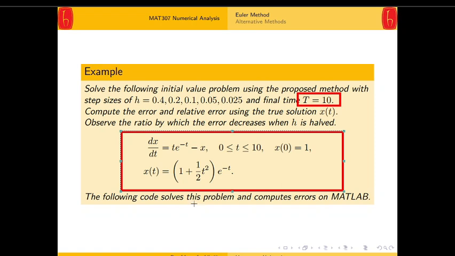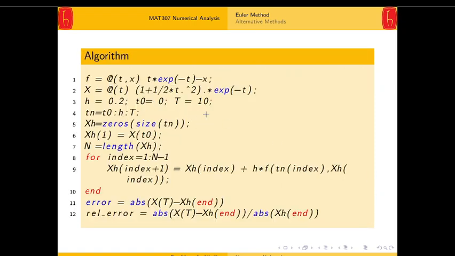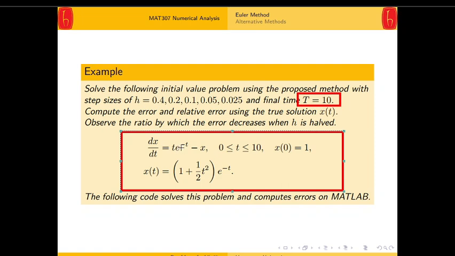The following code solves the problem and computes the error in MATLAB. So this is the code itself. The right hand side function is t times e to the negative t, minus x.